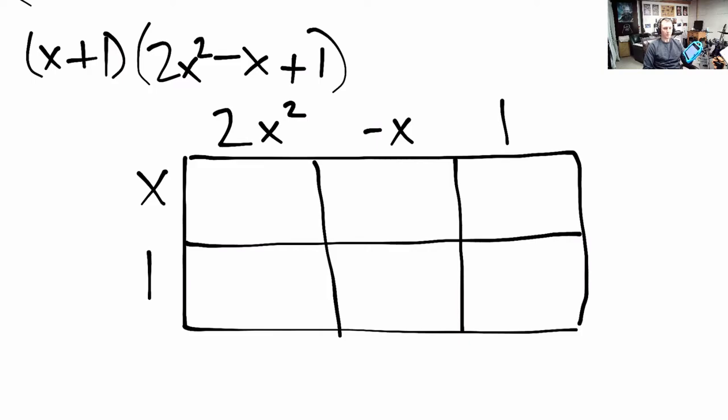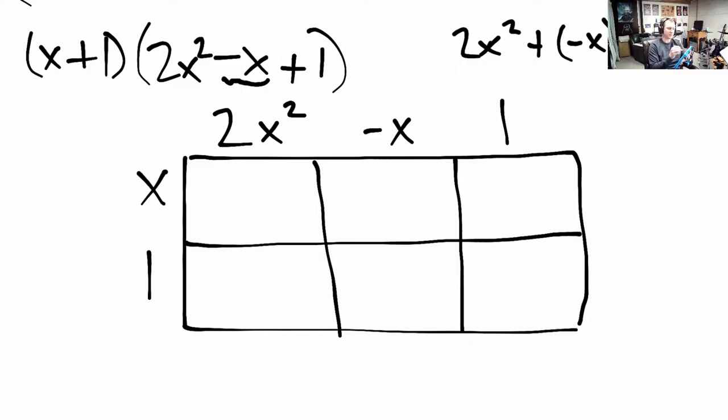Now, the common error that students make is not remembering to keep the negative signs with the terms. So this is 2x squared minus x plus 1. Notice that I took this minus sign and attached it to the x, right? We could alternatively think of this as 2x squared plus negative x plus 1. So that negative sign is really grouped with the x.